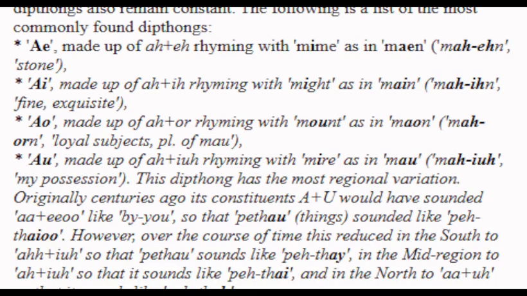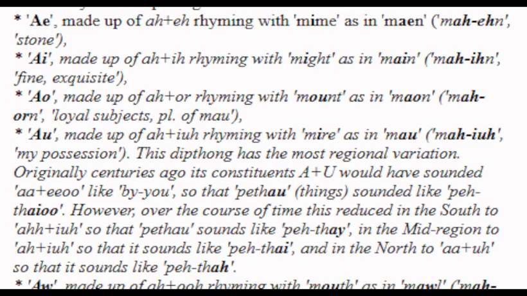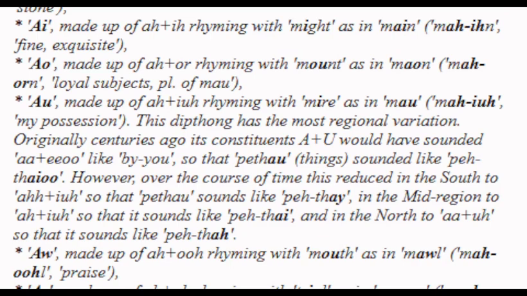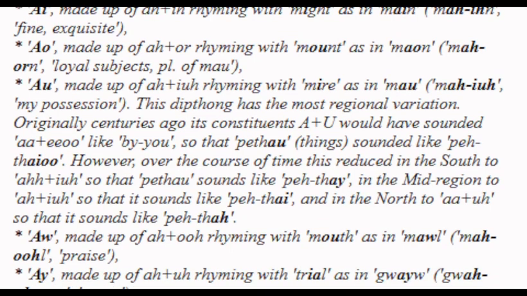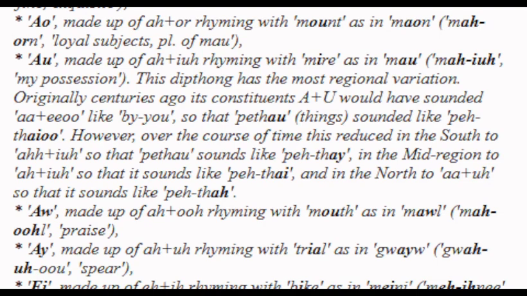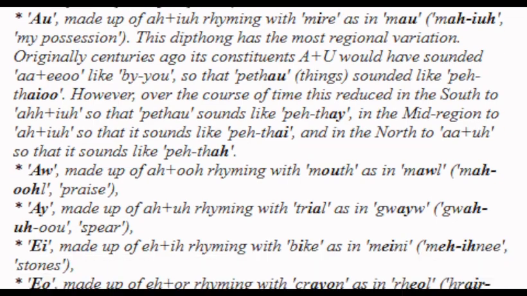This diphthong has the most regional variation. Originally, centuries ago, its constituents would have sounded like 'a' plus 'w'. However, over the course of time, this reduced in the south to 'a', in the mid-region to 'a' plus 'e', and in the north to 'a' plus 'i'.